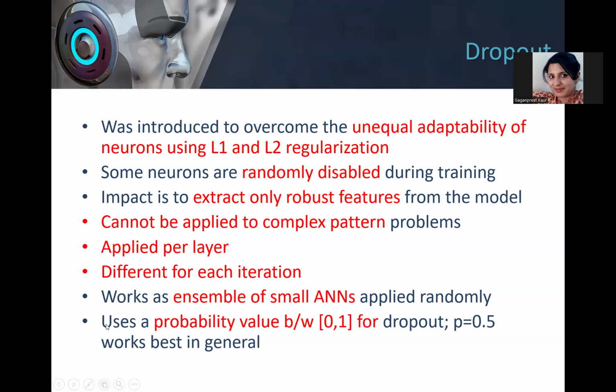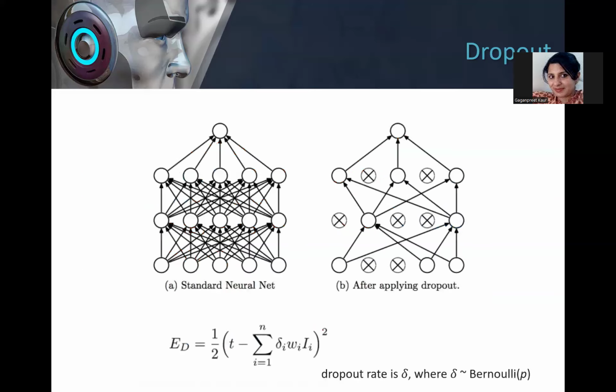And how is it guided? It is guided by taking a probability value that can be a Bayesian probability, a Bernoulli probability, or a Gaussian probability. In general, if I go for Bernoulli, around 0.5, dropping 50% of the connections at a time, that gives me the best results. Okay.